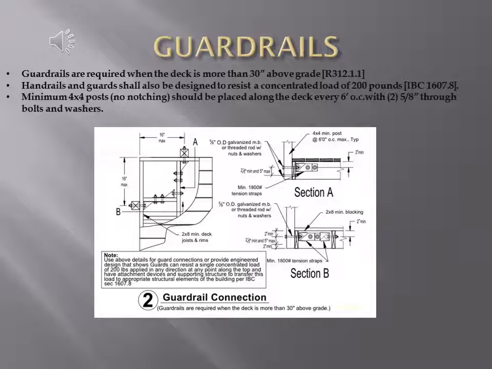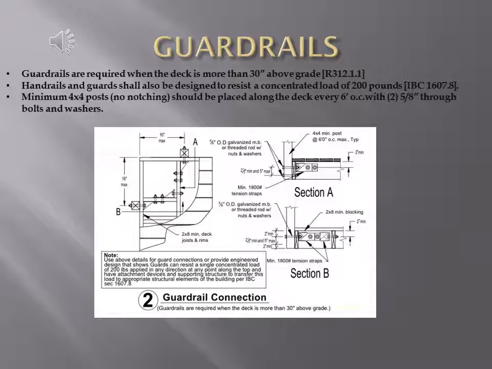Guardrail posts. Once again, guardrails are required when the deck is more than 30 inches above grade. Handrails and guards shall also be designed to resist a concentrated load of 200 pounds per the IBC 1607.8. A minimum of a 4x4 post with no notching should be placed along the deck every 6 inches on center with 5/8 inch through bolts and washers.